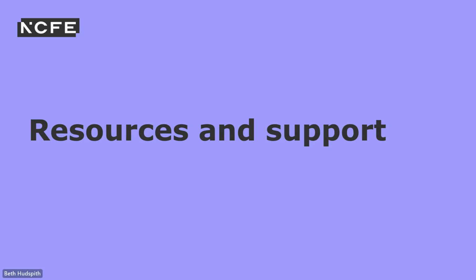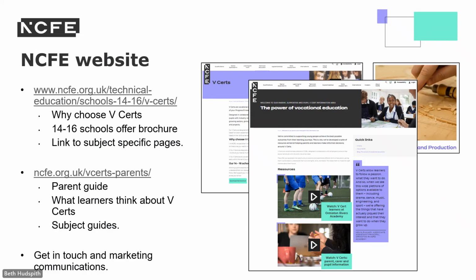So in the last part of this session, we're going to talk through the support that's available to you in your centres, and we'll detail further information and guidance. On the NCFE website, within the VCERT page, you'll find information about why to choose VCERTs and the 14 to 16 Schools brochure that contains key information about Key Stage 4 vocational education and how to learn more about our VCERT qualifications. You'll also find the link there to each subject page, and it contains information such as the specification, sample assessment materials and teaching materials.